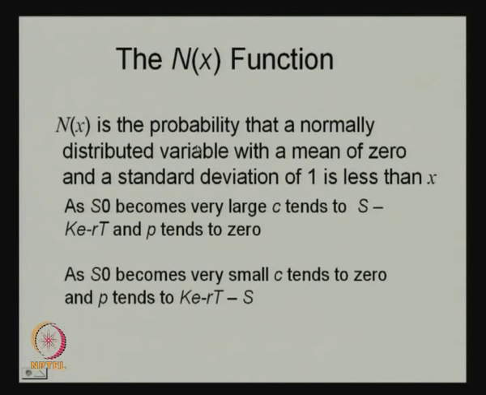N(x) is basically the probability that a normally distributed variable with a mean of 0 and a standard deviation of 1 is less than x. As S0 becomes very large, c tends to S0 minus K e to the power minus rT, and p tends to 0. As S0 becomes very small, c tends to 0, and p tends to K e to the power minus rT minus S0.